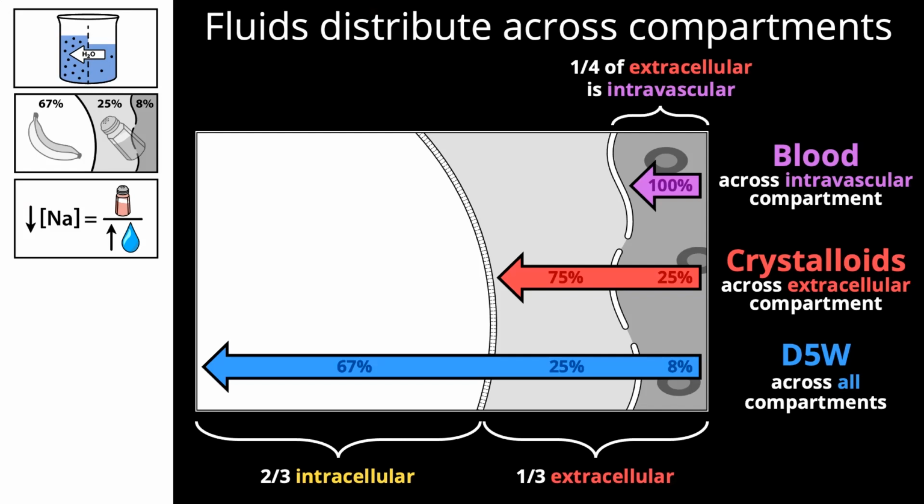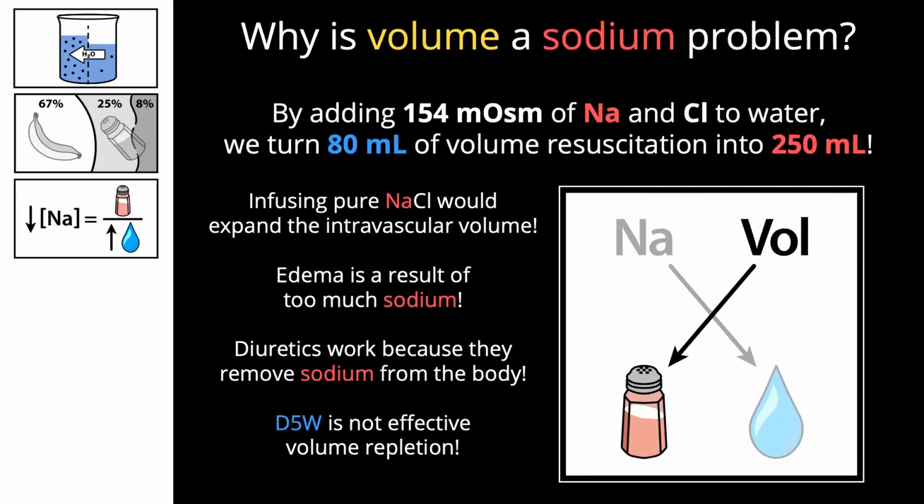So 2/3 disappears inside the cells, and that remaining third remains in the extracellular space. And of that remaining third, only a quarter is in the intravascular. And so that's just 8% or 80 cc's, right? And that is the reason that we say D5W isn't volume, is because so much of it disappears into the cells, we know it's only giving us a small amount in the intravascular space. It's not nearly as good as crystalloids or blood, okay?